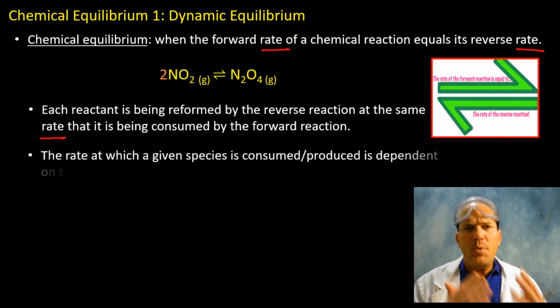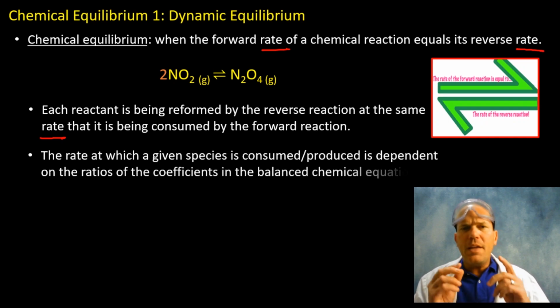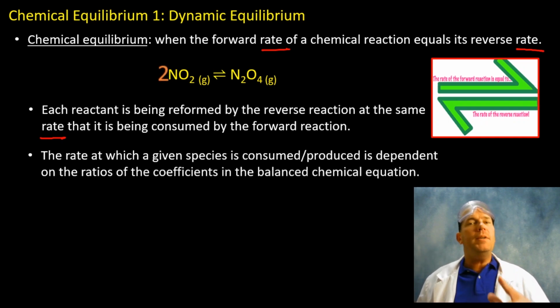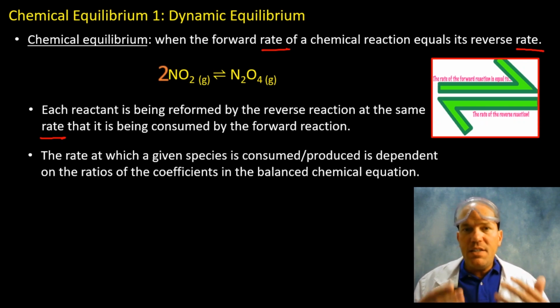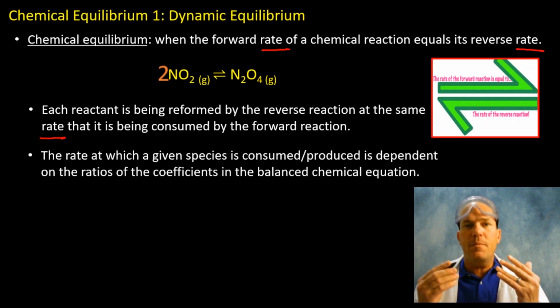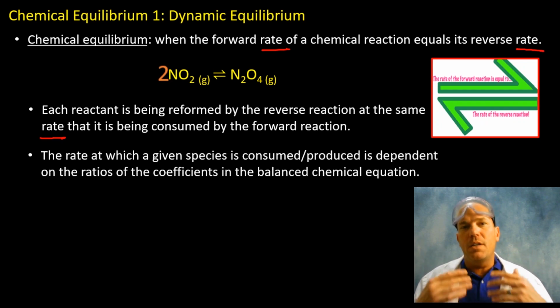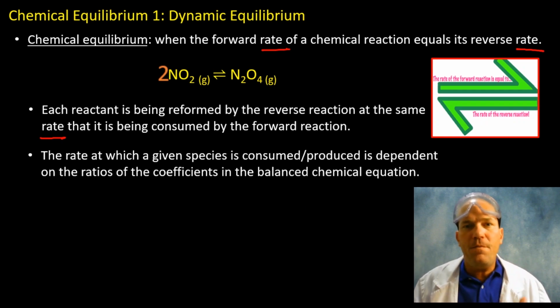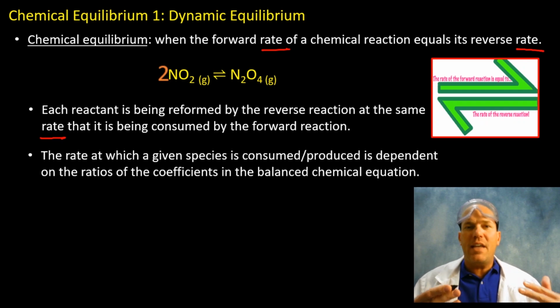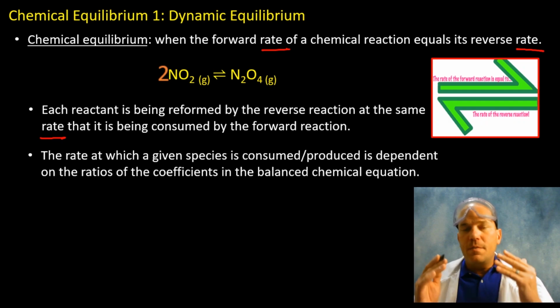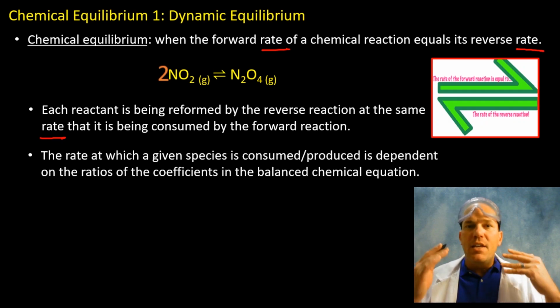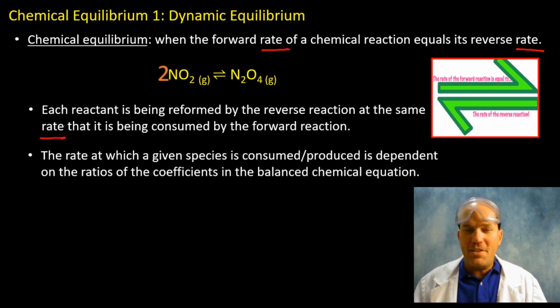Now, it's very important to make this distinction that the rate at which a given species is being consumed or produced is completely dependent on the molar ratios from a balanced chemical equation. In other words, it depends on the coefficients. So in our example reaction here, for every 2 moles of nitrogen dioxide gas that is consumed, 1 mole of dinitrogen tetroxide is produced in the forward reaction.